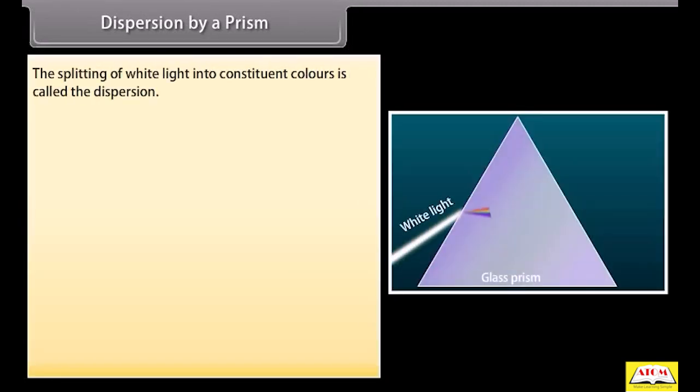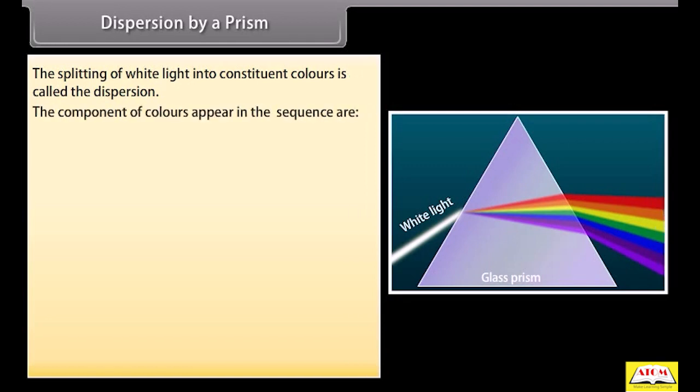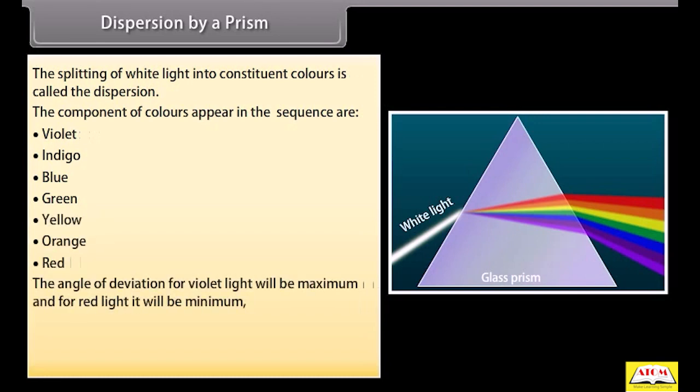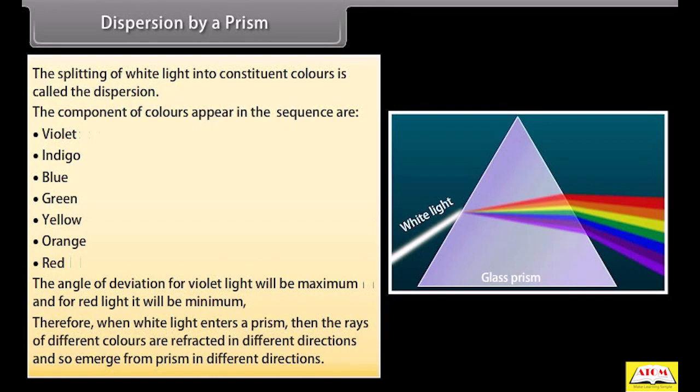Dispersion by a prism. The splitting of white light into its constituent colors is called dispersion. The colors appear in the sequence violet, indigo, blue, green, yellow, orange, and red. The angle of deviation for violet light is maximum, and for red light it is minimum. Therefore, when white light enters a prism, the rays of different colors are refracted in different directions, and so they emerge from the prism in different directions.